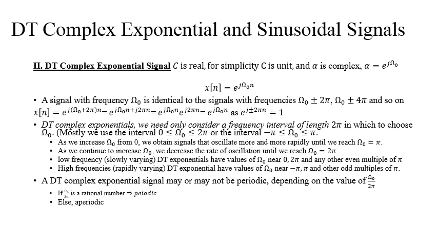So the resulting signal will be x of n equal to e power j omega naught n, where omega naught is the frequency of the resulting signal. A signal with frequency omega naught is identical to the signal with frequencies omega naught plus or minus 2 pi, plus or minus 4 pi, and so on, right? So how is this equal to this?